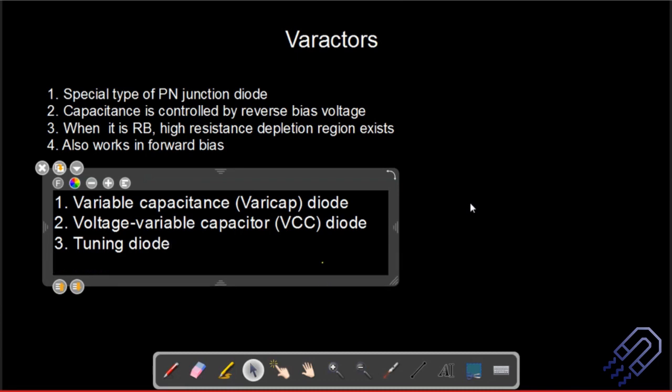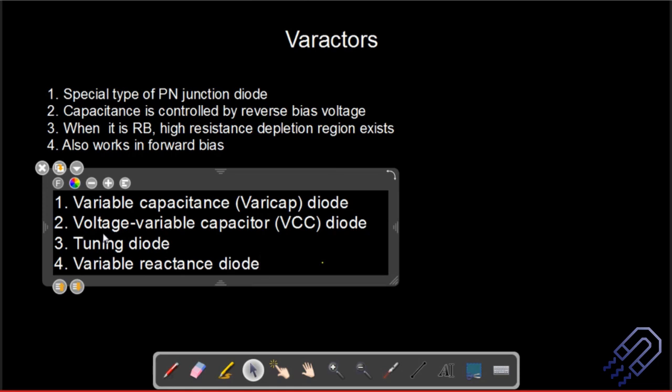You can control the amount of current that flows through it by tuning the voltage that is supplied to the diode. That's possible. One more name is the variable reactance diode. So that is important.